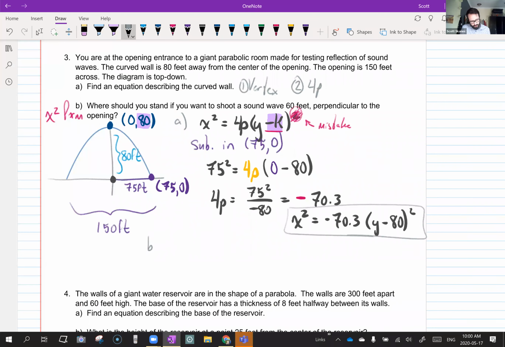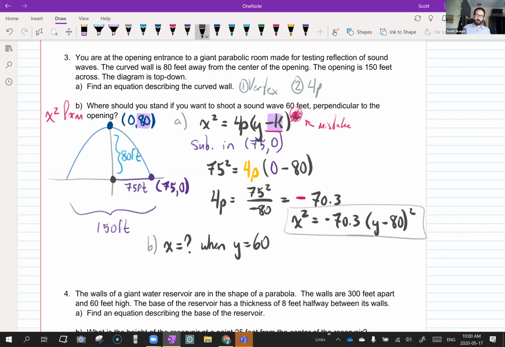For part B, it says, where should you stand if you want to shoot a sound wave 60 feet perpendicular to the opening? So it means that we need to shoot at 60 feet. Where do we stand so that from the opening to the wall would be 60 feet? So what is the position in the x direction when the distance to the wall is 60? So we just put that into our equation. What's x when y is 60?